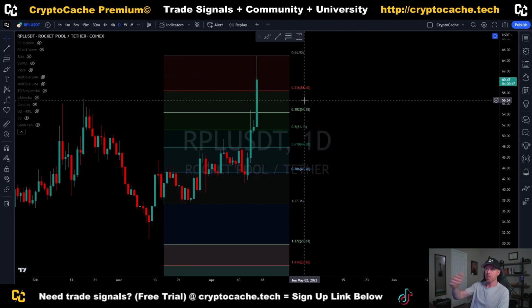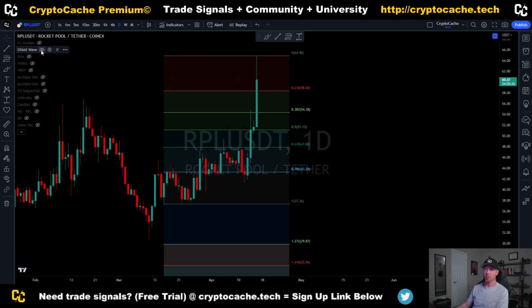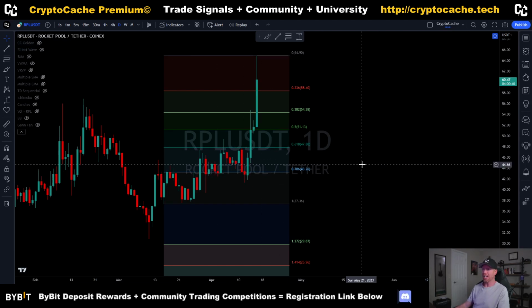But what we want to look at is retracement levels for Fibonacci as well as Elliott wave and see roughly where these bouncing points might be. Okay, so let's take a look at that and much more.